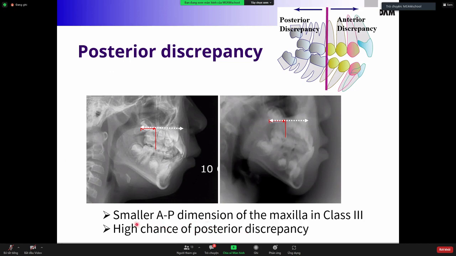In class 3, there is a smaller anterior-posterior dimension of the maxilla. And this means that in order to erupt the upper second and third molar, there is no space, which means a high chance of posterior discrepancy. The late Dr. Young Kim called this posterior crowding. It is a similar word, okay?